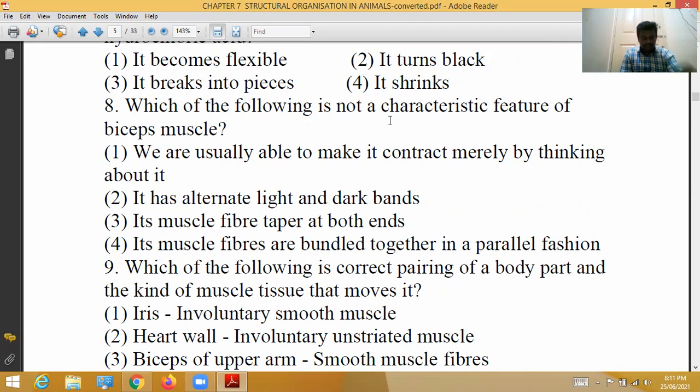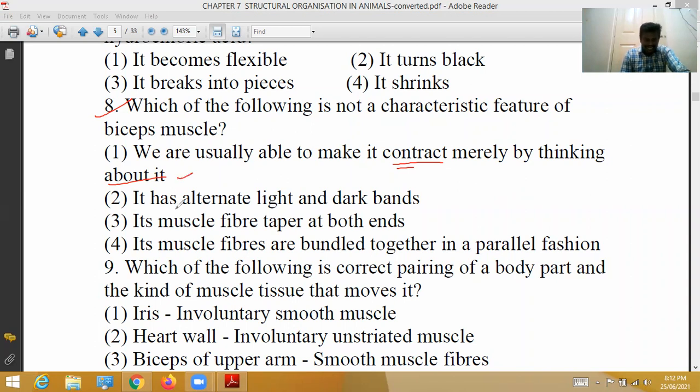Which of the following is not a characteristic feature of biceps muscles? This is the eighth question. Biceps muscles are called elbow muscles. In these muscles, which feature is not characteristic? We are usually able to make it contract merely by thinking about it. Yes, biceps muscles contract frequently. That is a feature of this muscle.